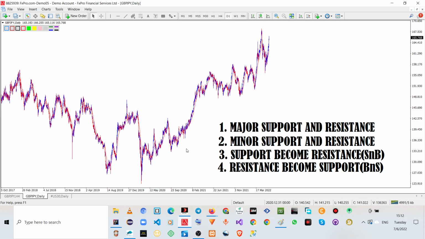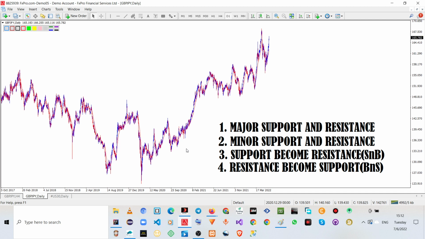Welcome to today's video. So in today's video I'm going to be walking you through what is support and resistance. As you can see on the screen, we have these four major points that I have written out for you. These are the four strategies that we're going to be looking at when you use the support and resistance strategy.